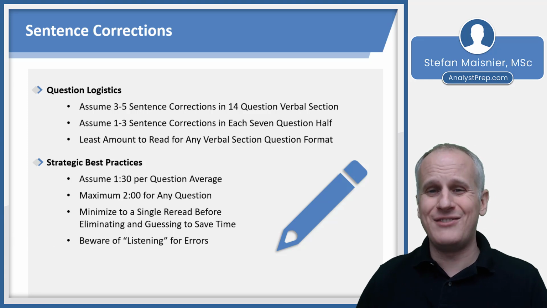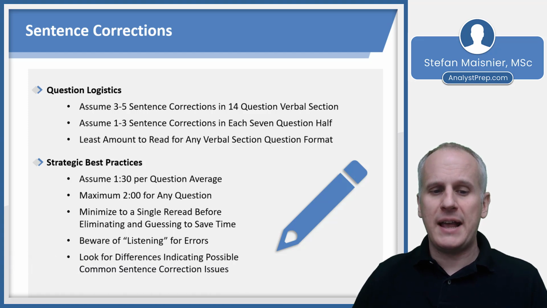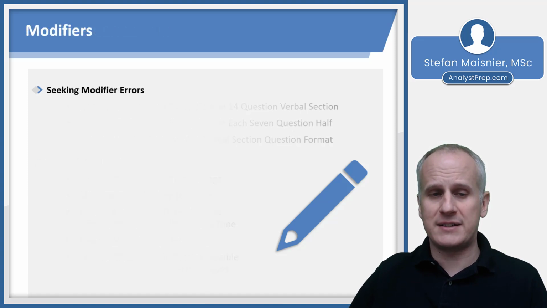Do beware of just quote unquote listening for errors, because unfortunately the ear we have for English tends to be polluted by conversational structures that are allowed when you're just talking to a fellow individual, but aren't going to be allowed by the Executive Assessment. And you do want to look for differences instead that are going to indicate possible common sentence correction issues, including those affecting modifiers. So, how do we seek those modifier errors?